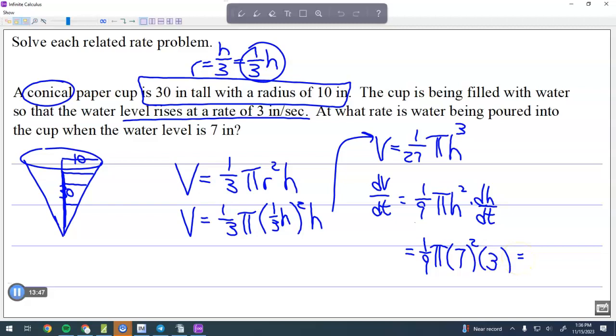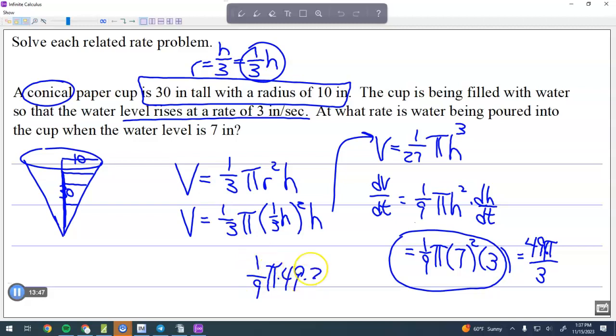And then, you could leave it there if you wanted to keep going. 3 times 1/9 is 1/3. So it would be 49 pi over 3. But I would just stop here. Yeah, wait, no, sorry. You would have to square the 7, because that's not one of the 4 basic. So you'd have to go 1/9 pi times 49 times 3.